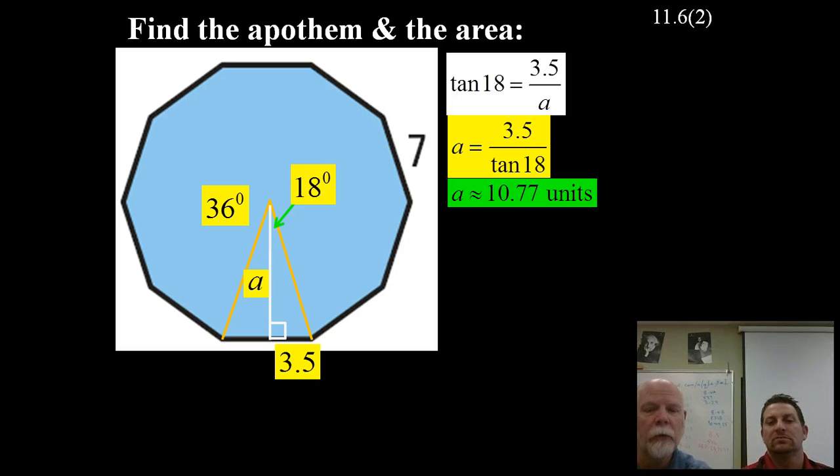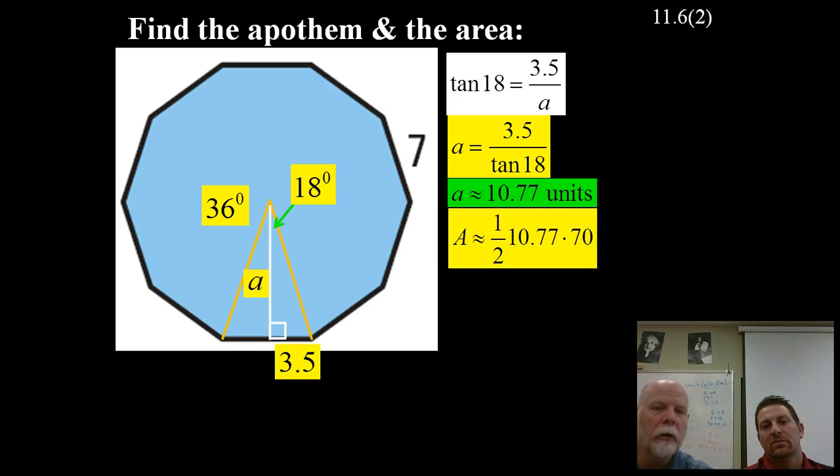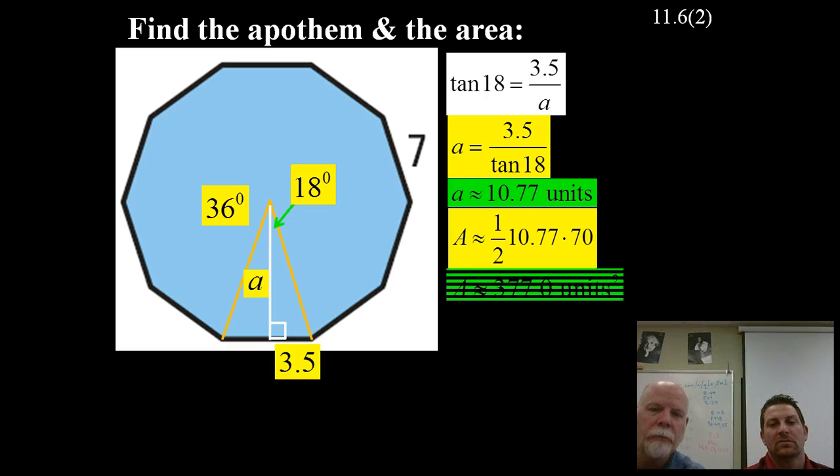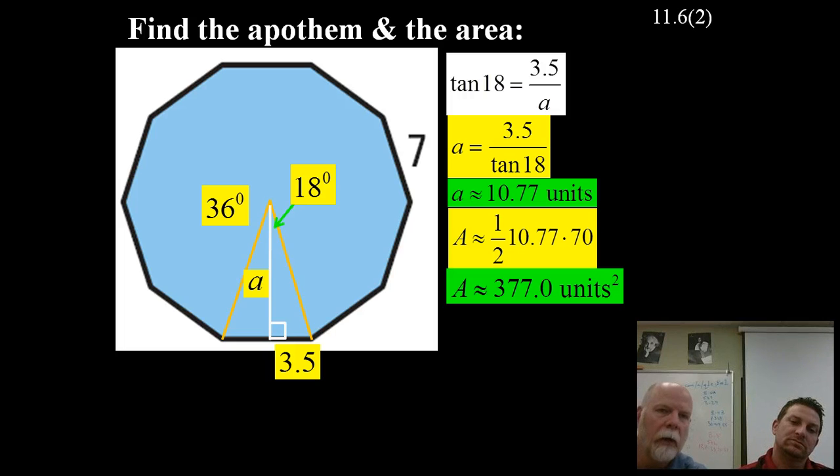Now, once we have the apothem, we can plug into the area formula. So the area is 1/2 the apothem, 10.77. The 1/2 comes from the formula, 10.77 is the apothem, and then the 70 comes from the number of sides times the length of each side. The length of each side is 7, and we said there's 10 sides to this, so 70 is the perimeter of this shape. If you put that all into your calculator to approximate it, it's going to come out to about 377 square units for the area of this decagon. That's a pretty complicated shape to find the area.